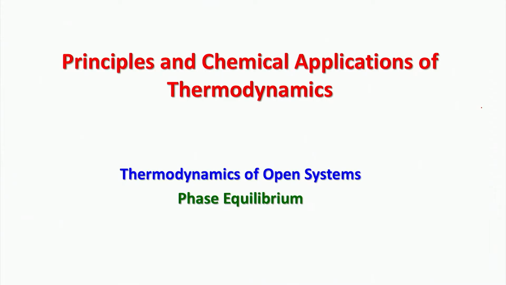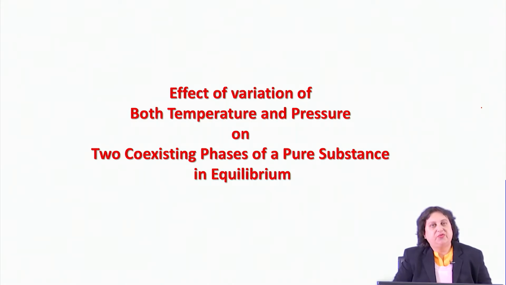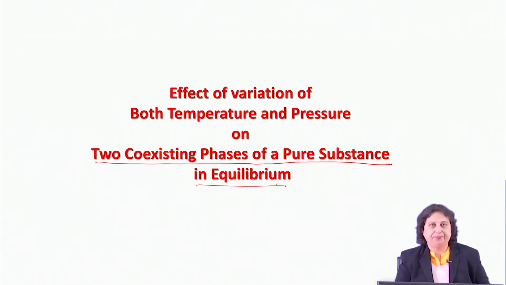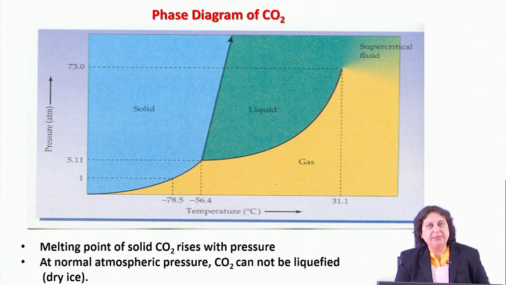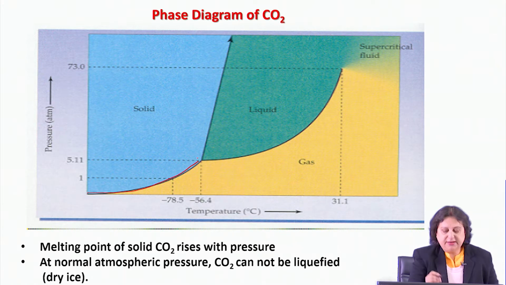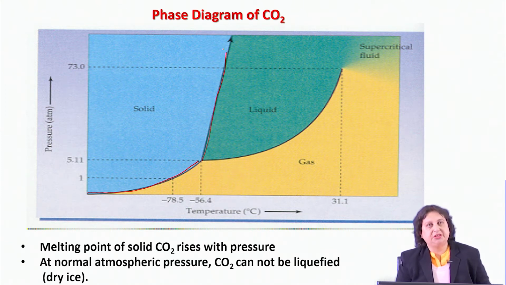Hello students, welcome back to the discussion on phase equilibrium, where we are applying the principles developed for thermodynamics of open systems. Our current topic of discussion is the effect of variation of both temperature and pressure on two coexisting phases of a pure substance in equilibrium. If we examine the phase diagram of real substances like carbon dioxide or water, we find that the phase coexistence is quantified in terms of a phase boundary, which appears as a curved line or a nearly linear behavior in the pressure temperature phase diagram.